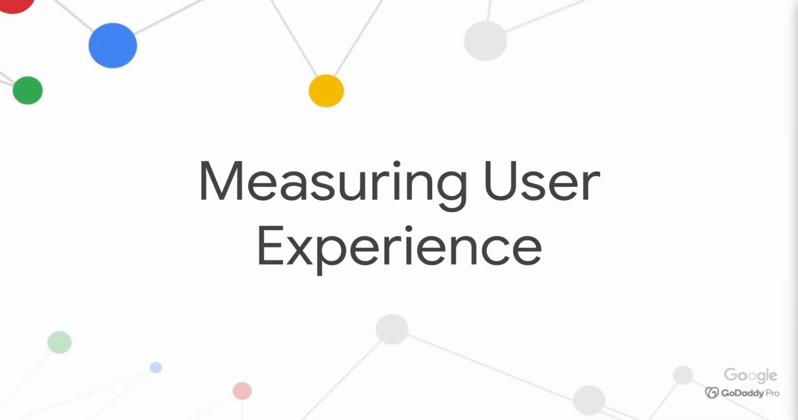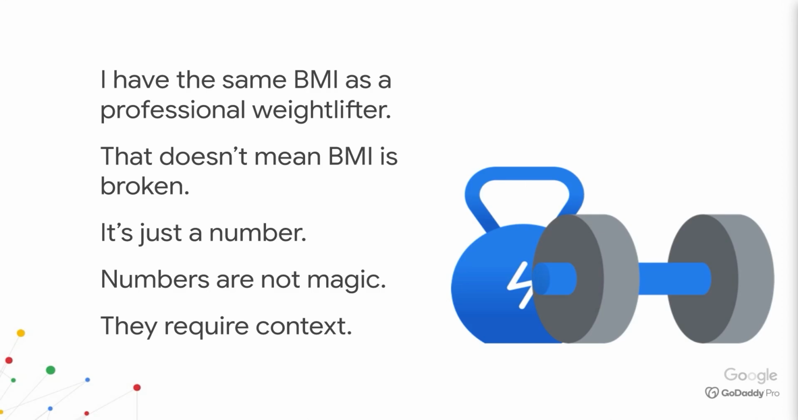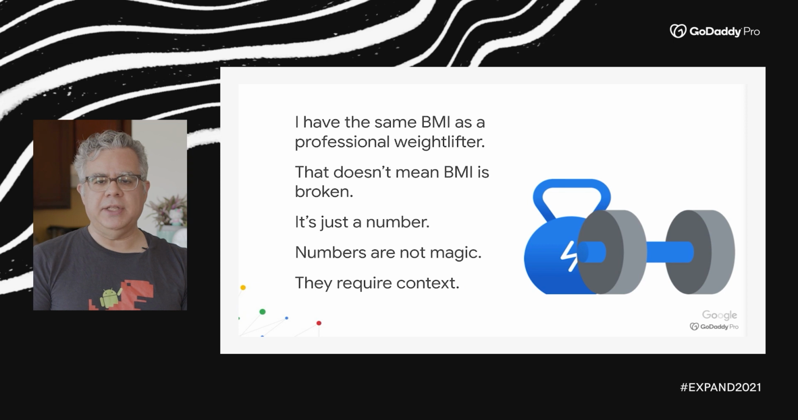And we're going to talk about measuring user experience. I think a lot of people are familiar with BMI. BMI is an interesting metric. It turns out that I and a professional weightlifter might have the same BMI. That does not necessarily mean that we're equivalent. It's a number. Numbers require context. They are not magic. So when we look at these metrics, we have to understand what exactly we are measuring and figure a way to put that into context. So I'm going to explain some information about how to put these in context.